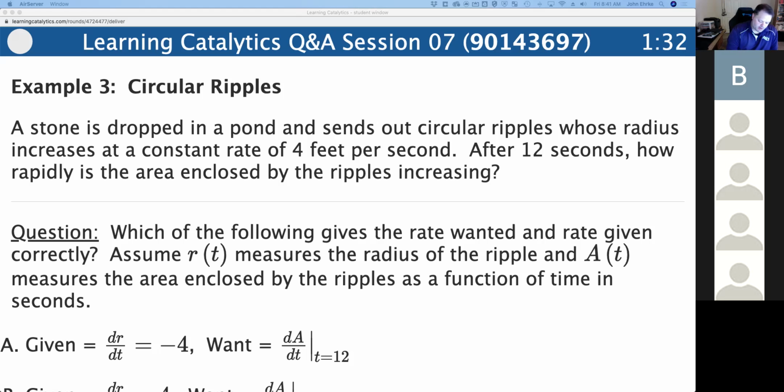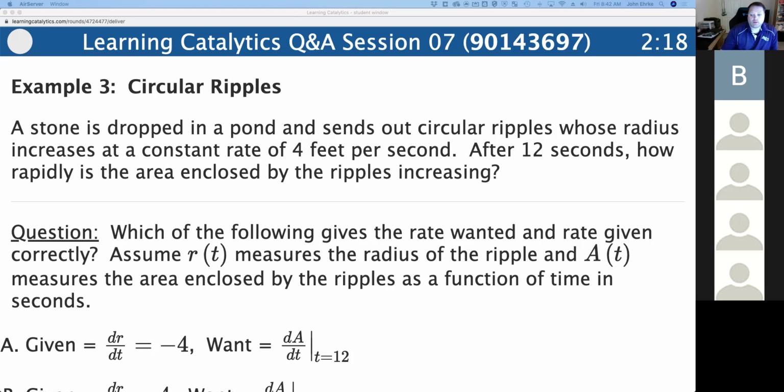The function here, the length of this piece, which is growing, I'll call R of t. So R of t is the radius of the ripple-made circle at time t. Time is in seconds, and radius is in feet.